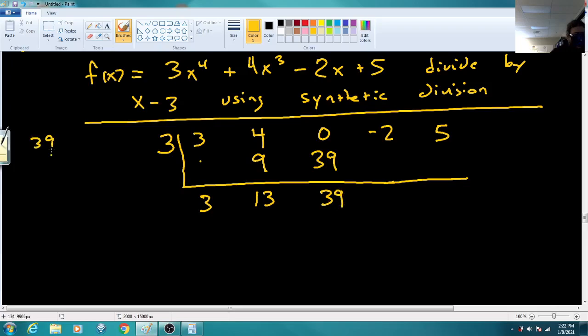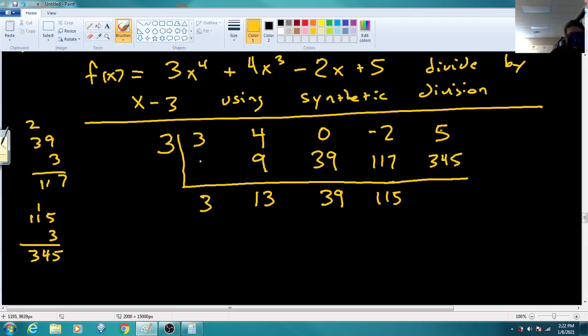We got to do a 39 times 3, which, let's see, that's 3 times 3 is 9, 10, 11, so it's 117. We take 2 away from that, so we get 115. We're going to multiply that by 3 again. That'll be 5 carry the 1, 3 plus 1 is 4, then 3, so we get 345. And we add 5 to it, so we get 350.